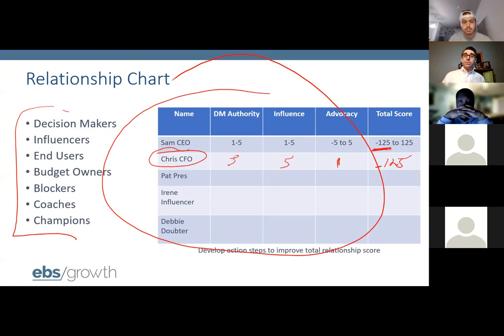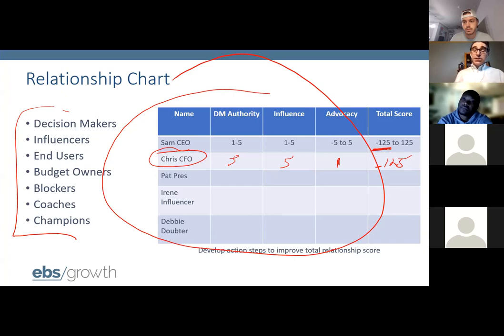Yeah, Brian. So I think from my perspective, I understand figuring out who those influencers are is obviously the key to this. And then I think once I've got some names, understanding decision-making authority and influence seems doable. The advocacy part seems difficult to me. Like, how am I supposed to determine the advocacy part here?